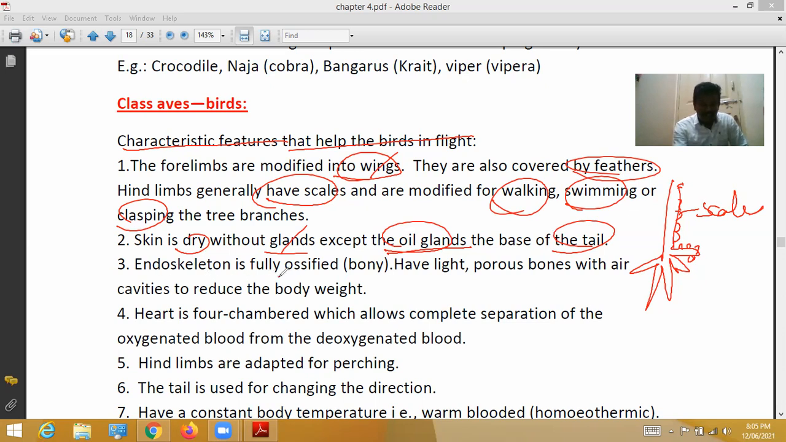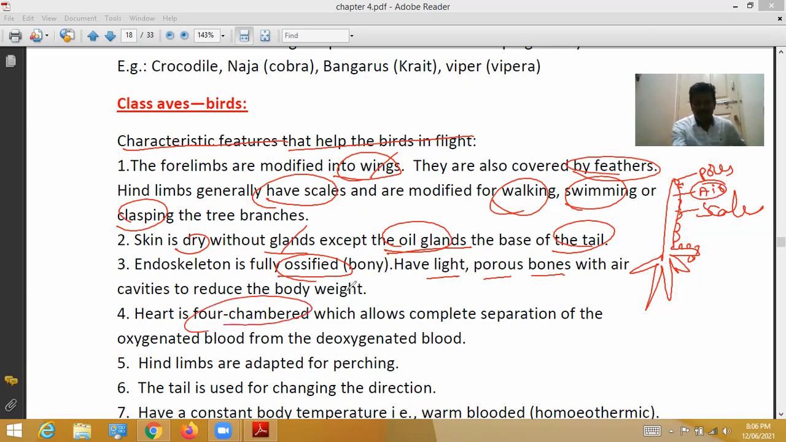Generally, the skeleton is fully bony, ossified, with light, porous bones with air cavities to reduce the body weight. So the bones have pores, and those porous bones are filled with air. So then they reduce the body weight.